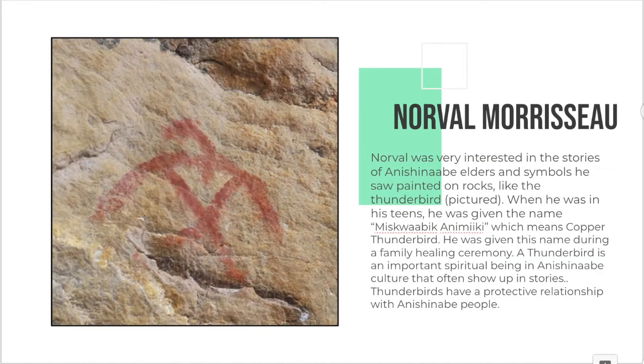Morrisseau was really interested in the stories of Anishinaabe elders. So he was Anishinaabe himself, and he was interested in symbols that he saw painted on rocks around his community, such as the Thunderbird, which is pictured over here on the left. When he was in his teens, he got very sick, and his family held a healing ceremony for him. And during that ceremony, he was given an Anishinaabe name, which was Copper Thunderbird.